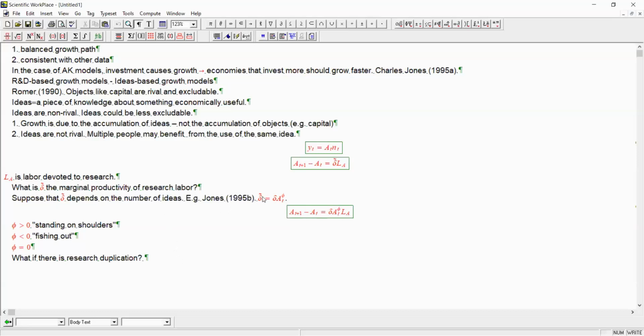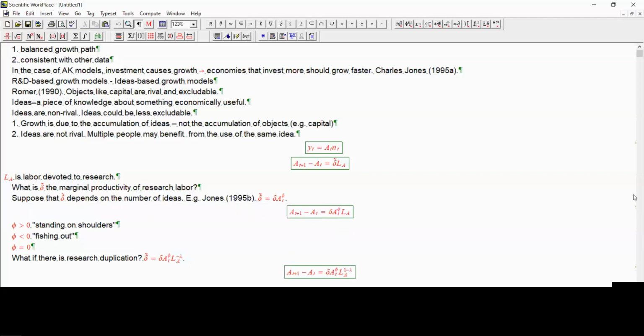In that case, we would argue for a delta tilde that is, well, affected by pre-existing knowledge in the way described here, but which may also be decreasing in research input. And if we go with that case, then we're going to have this as our production function for ideas.